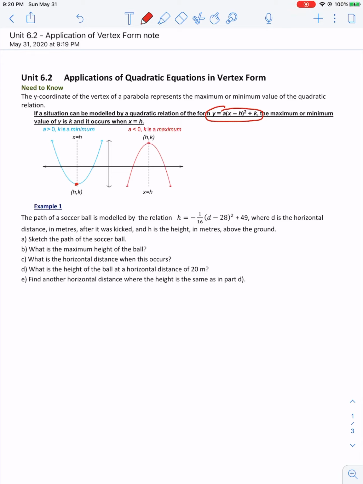And the k value, if this is the y-axis right here, whoops, that was not very good. If that was the y-axis, then this value right here, the y-coordinate of this point, that k value, would be the minimum value of the relationship between x and y. And if it's like the red graph where it opens down and this is the y-coordinate of your vertex, that would be the maximum value of the quadratic relation.